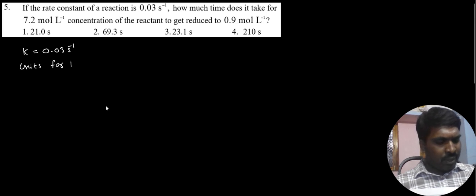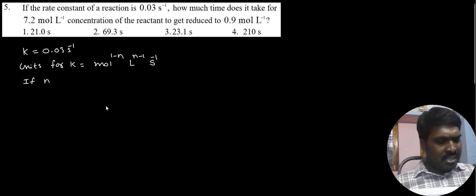Now moving to the next question. If the rate constant of a reaction is 0.03 second inverse, how much time does it take for 7.2 molar concentration of the reactant to get reduced to 0.9 molar? Here the rate constant value is given, 0.03 second inverse. Now the rate constant units for K are mole power 1 minus n, liter power n minus 1, second inverse.